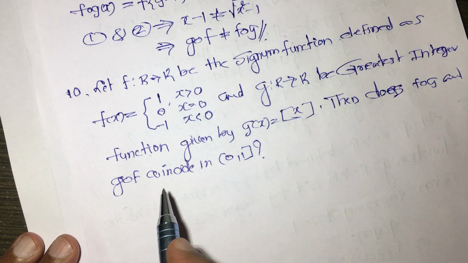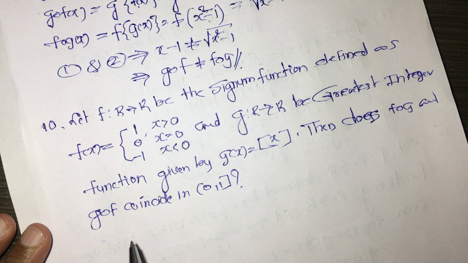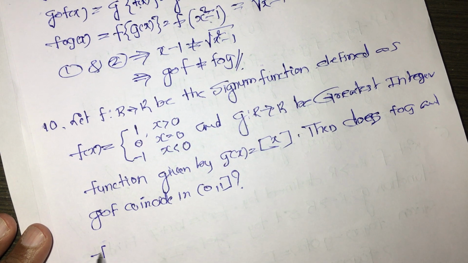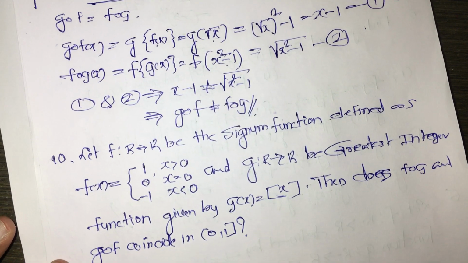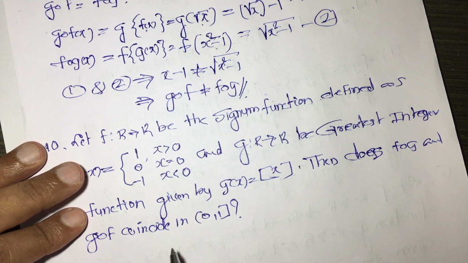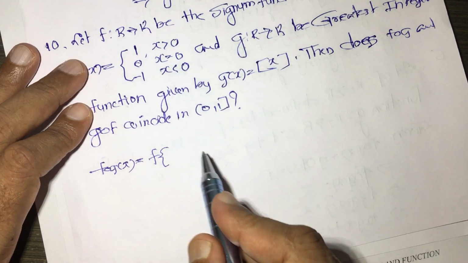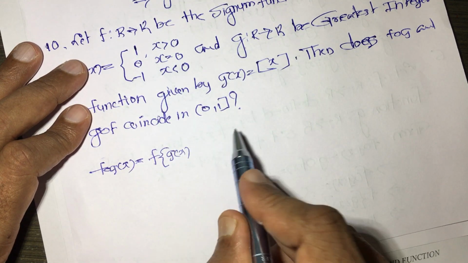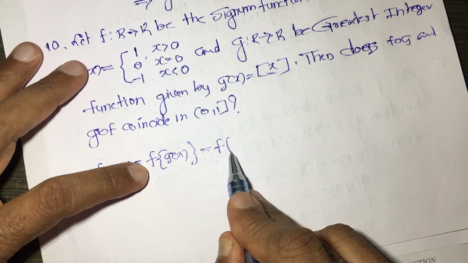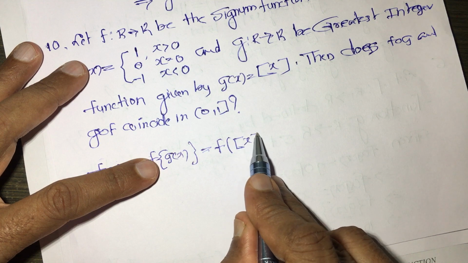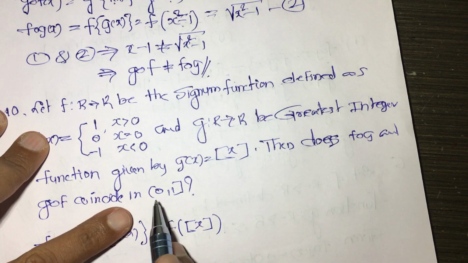Let us take first f composite g of x. So, first I write here f composite g of x, which I write as f of g of x, and f of g of x means this is f of square bracket x, because it is the greatest integer function, and the given interval is (0, 1].